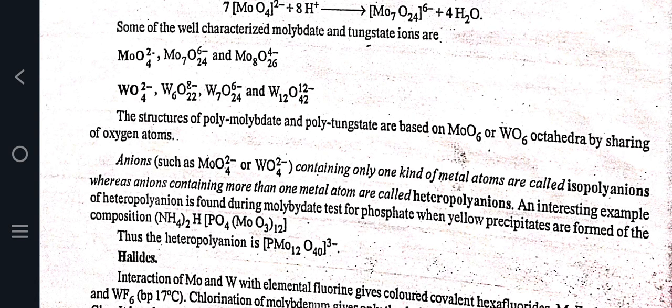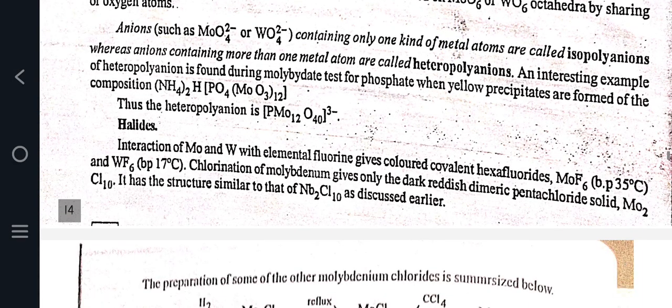Thus, the heteropolyanion is PMo12O40^3-. Halides. The interaction of molybdenum and tungsten with elementary fluorine gives colored covalent hexafluorides, MoF6, boiling point 35 degrees Celsius, and WF6, boiling point 17 degrees Celsius.